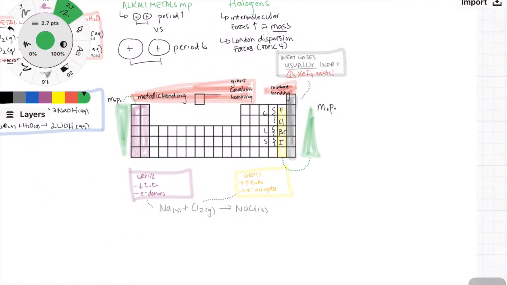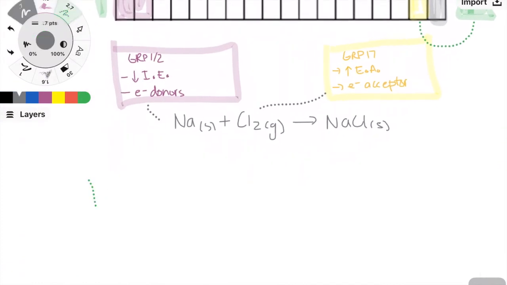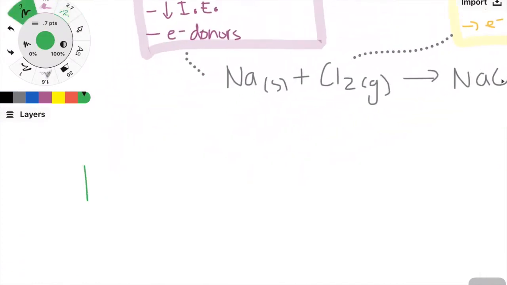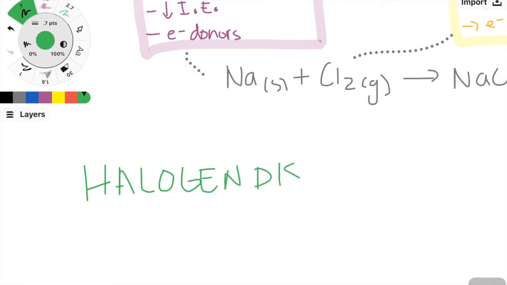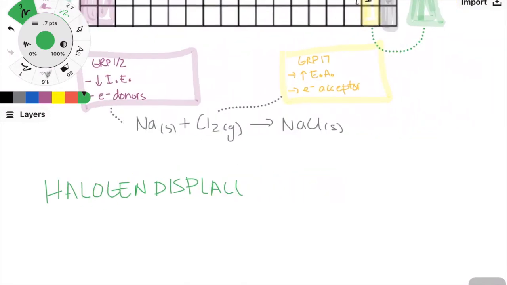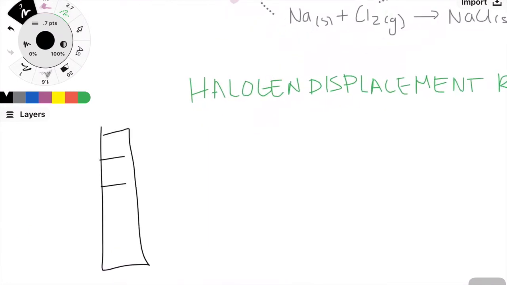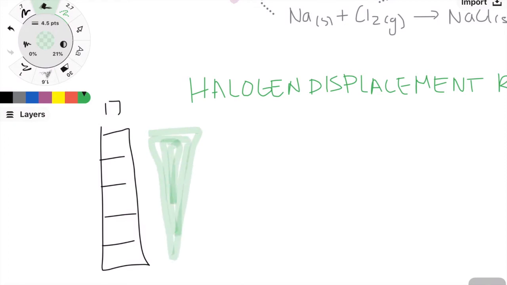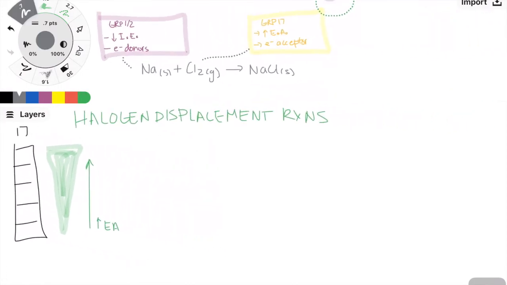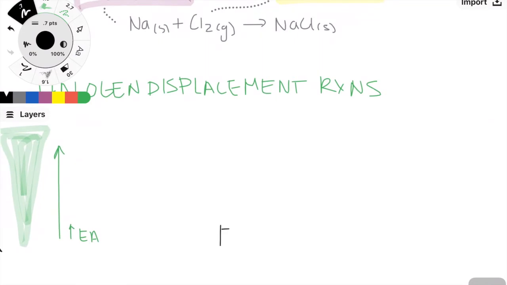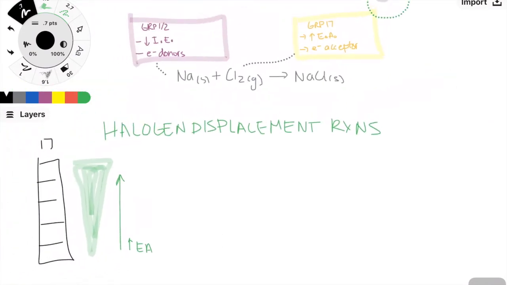The other type of group-specific reactions that you need to know are something called displacement reactions, specifically for the halogens. So in your previous chemistry classes, you probably learned displacement reactions is where one element comes in to take the place of another that's in a compound. In this particular reaction type, we're dealing only with halogens. So let's just remember where they're placed. So we have fluorine at the top, then chlorine, then bromine, then iodine. And if we're thinking about electron affinity, what's going on is fluorine has the highest and iodine has the lowest.